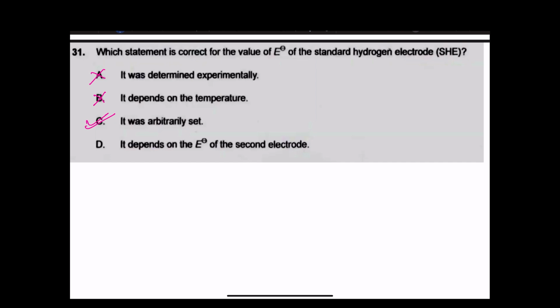C, it was an arbitrary set. I think this one is the right answer, because it was chosen by convention as a reference point for comparison and to set the E naught values for the other reactions. So C, I think, is the right answer. And D, depends upon the E naught value of second electrode. Wrong. You can put whatever you want for the second electrode. The electric potential for hydrogen electrode will always be 0. So yeah, C is the right answer.